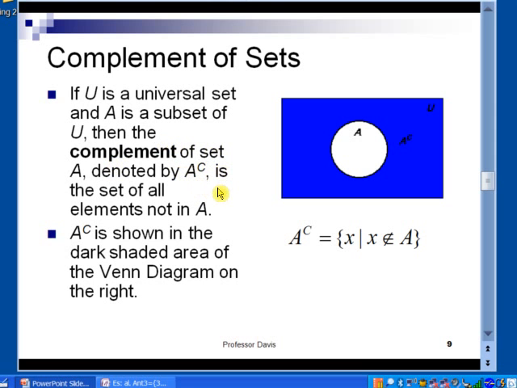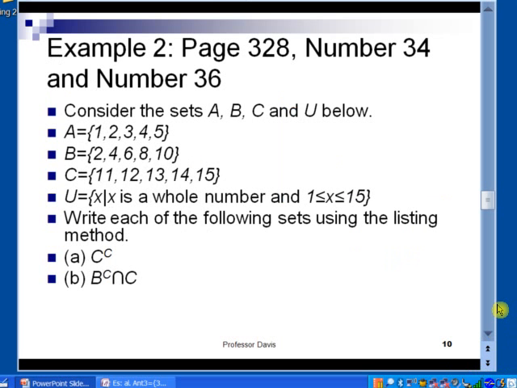All right, so the complement of set A, denoted by A complement, is the set of all elements that are not in A. So notice here in our Venn diagram, here's set A. So the complement would be everything not in A, all this blue area that you see out here. Everything that's in the universal set that is not in set A. So notice down here our set builder notation. A complement is equal to the set of all x such that x is not an element of A.